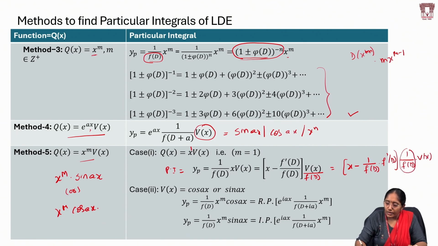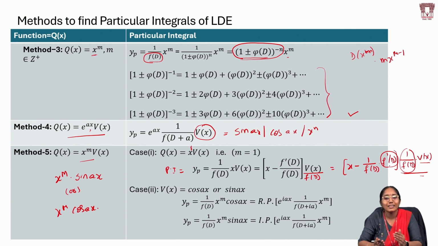First apply this operator on this v of x function. It may be sine or cosine. Later you apply the operator f dash of D. This is an operator D or D square or whatever it may be. Apply this operator on the entire function, and then apply the operator 1 by f of D on the remaining function. Like that, one after the other, you need to apply the operators. And the other way, what is the other?